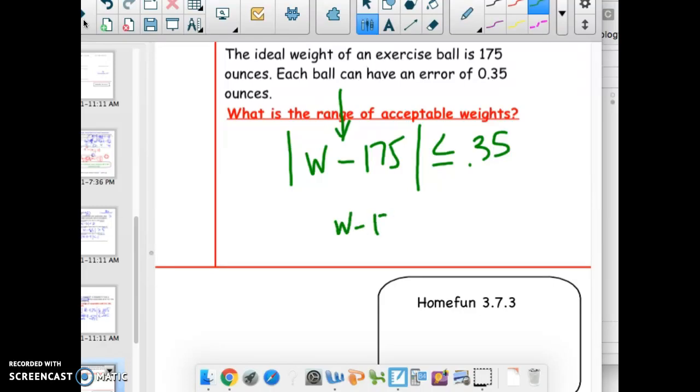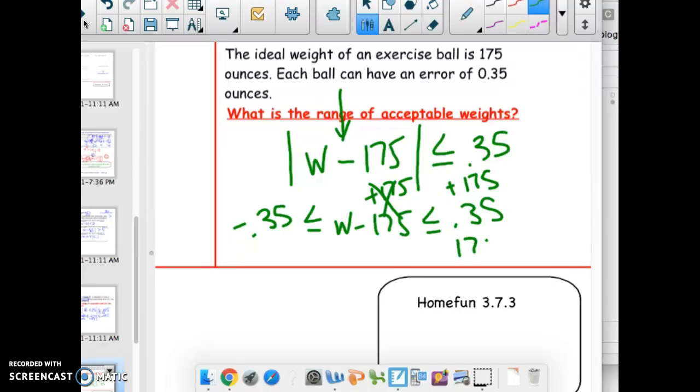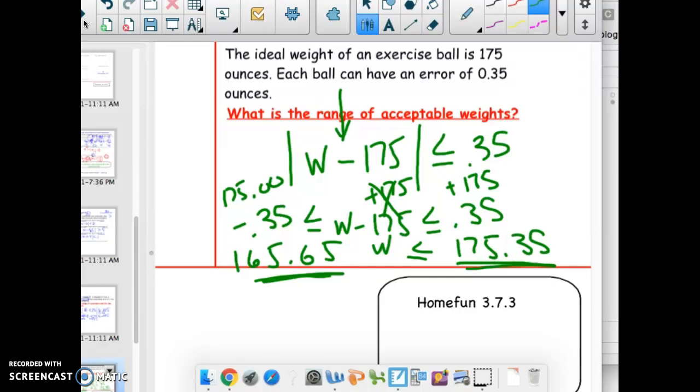So we go W minus 175, and then we go to the other side and put minus 0.35. And so you can see how easy it is to add 175 here, so we're going to be at 175.35. And when I go down on this side, I have to take 175 and subtract that. So you don't get 175 anymore, you get 165.65. And I think you're getting this concept of how much space is in between, because this is 0.35 down and this is 0.35 up.